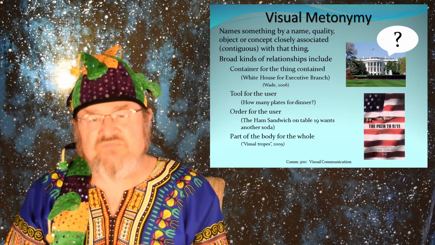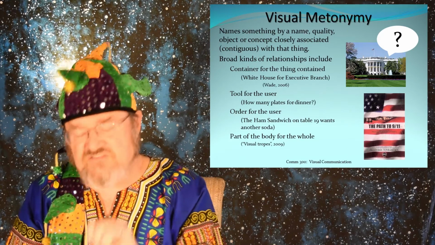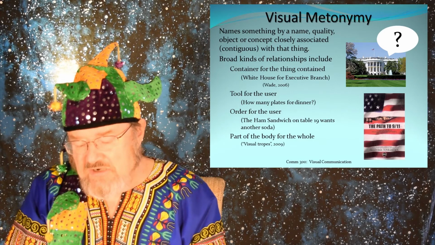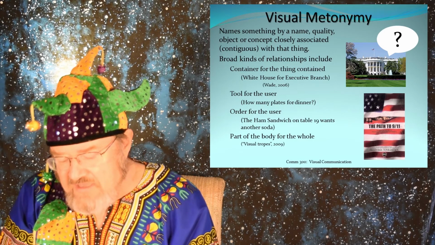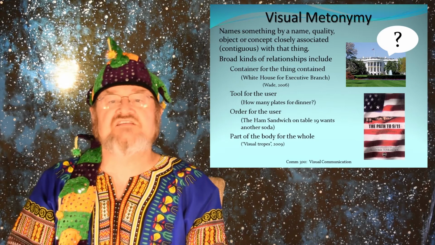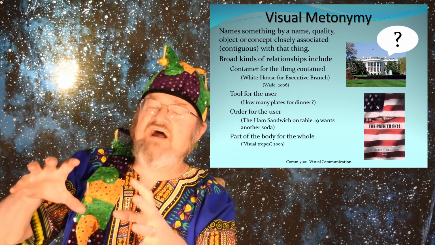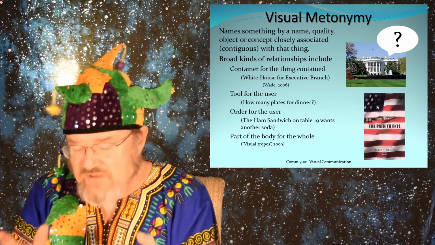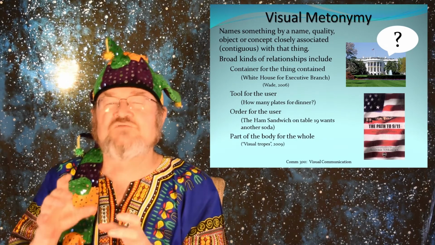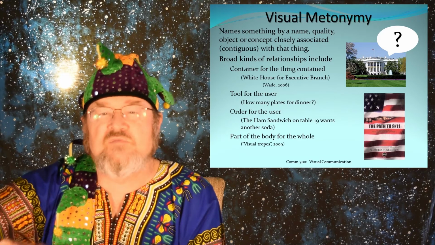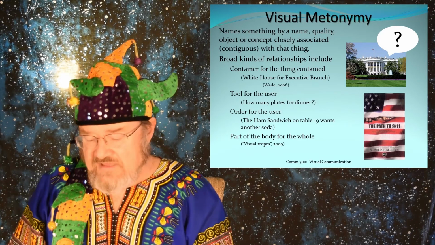Okay. Visual metonymy is a little bit different. It's when we name something by something that's associated with it, like a quality or a part or something near that thing. So the container for the thing contained, right? And this is where we see a picture of the White House, and we're not talking about the building. What we're doing is using a metonymy to show we're talking about the president, okay?